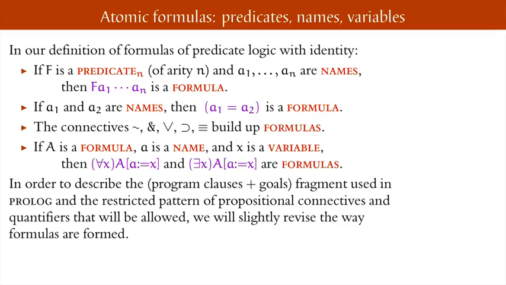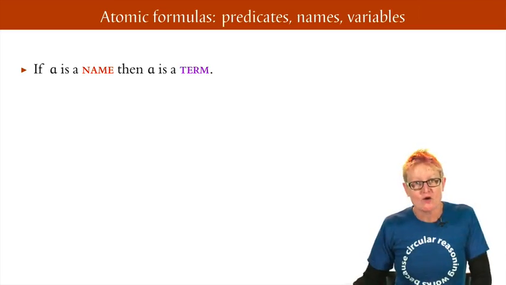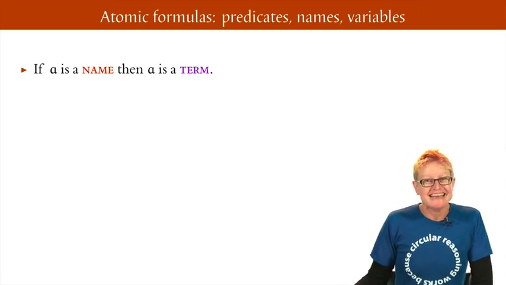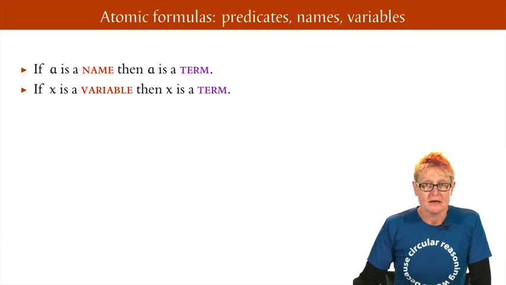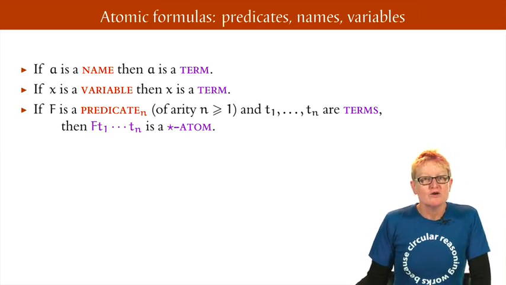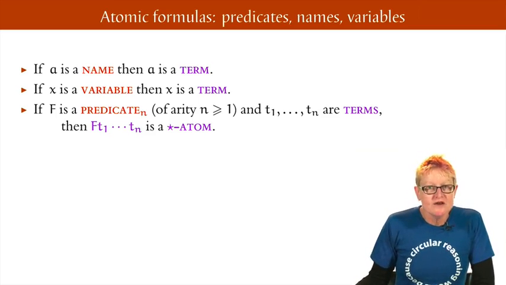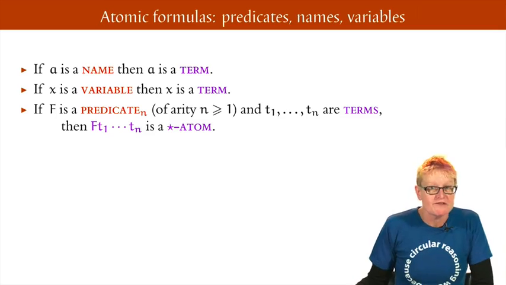In order to describe the class of formulas used in Prolog, in particular the restricted pattern of quantifiers and propositional connectives that will be allowed, we need to slightly revise the way formulas are formed. To begin with, we introduce a new syntactic category called terms. Every name is a term, and every variable is also a term. Next, we introduce another new category called star atoms. These will include all real atomic formulas, but also expand to allow the occurrence of variables as well as names, without a quantifier in sight.